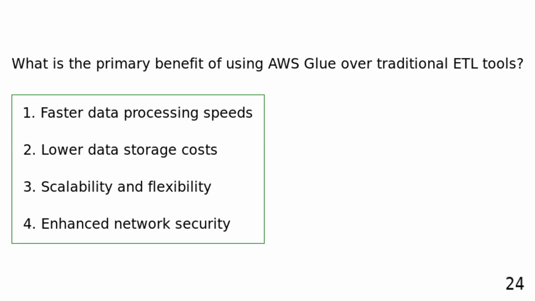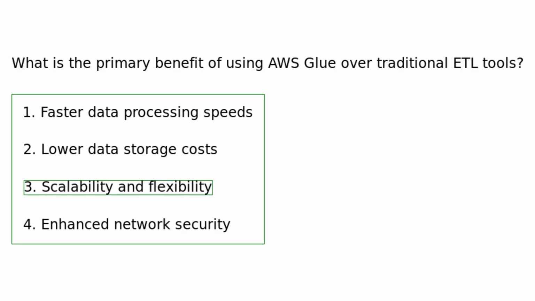What is the primary benefit of using AWS Glue over traditional ETL tools? Faster data processing speeds. Lower data storage costs. Scalability and flexibility. Enhanced network security. The correct answer is scalability and flexibility. The primary benefit of using AWS Glue over traditional ETL tools is its scalability and flexibility, as it can automatically scale resources based on workload and supports a variety of data processing tasks.